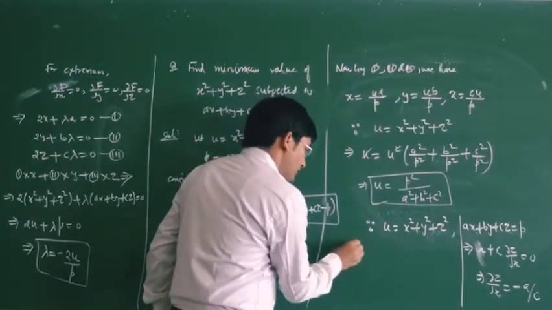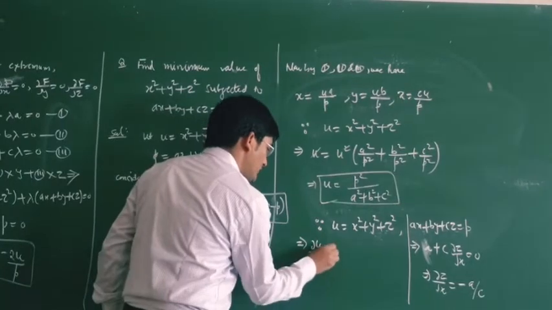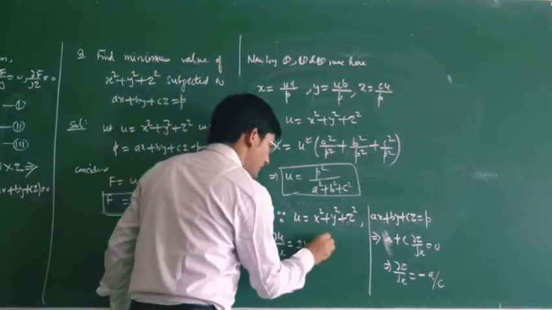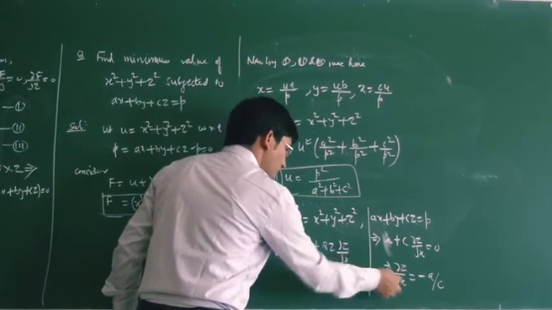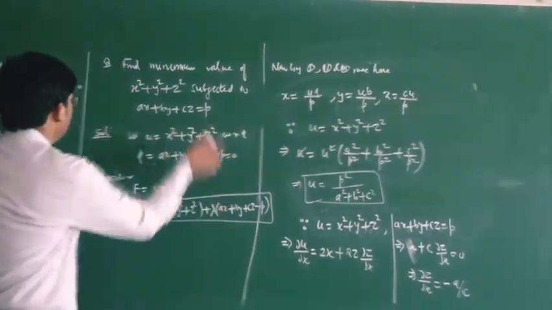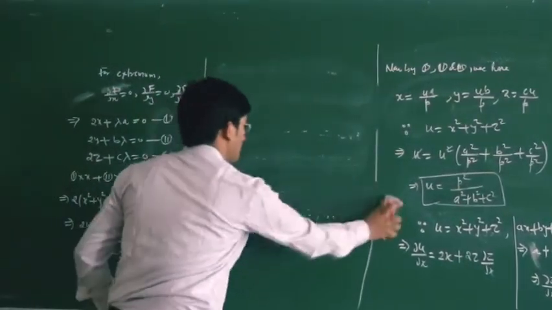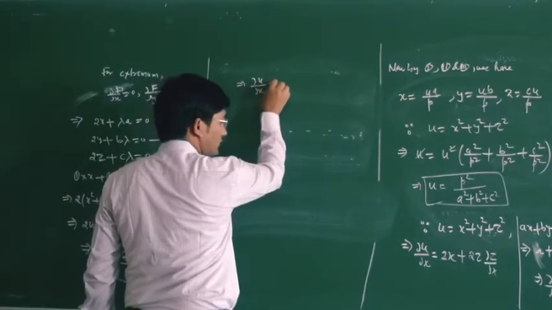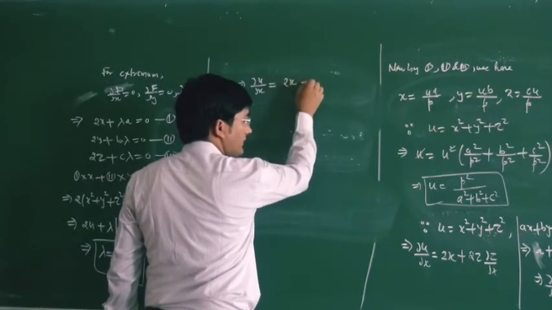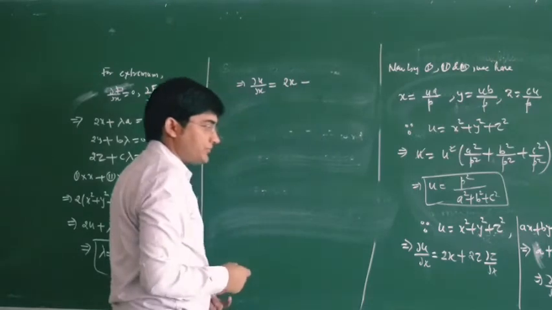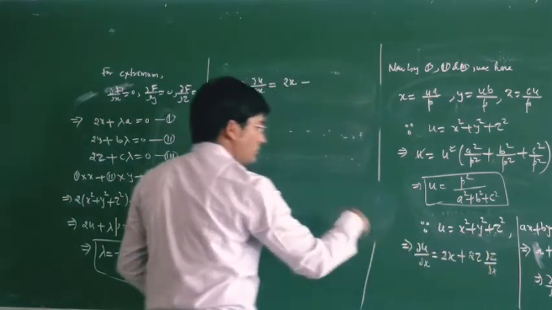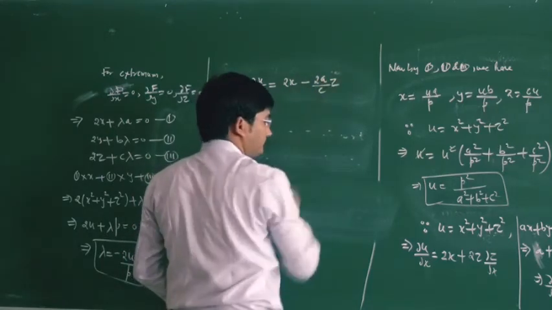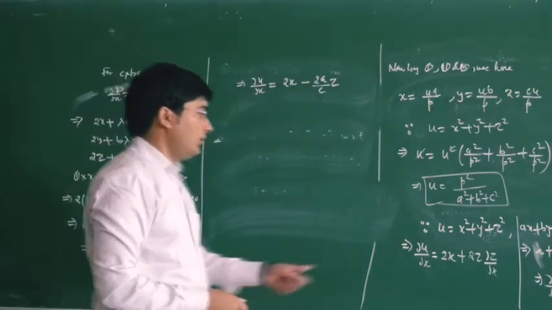Now let us differentiate this one with respect to x. So this is equal to 2x. Now the partial differentiation of y with respect to x will be 0, and we have 2z into del z upon del x. Now let us put the value of del z upon del x here. So this is equal to 2x minus, as del z upon del x is minus a upon c, so this will be minus 2a upon c into z. So this is the value of del z upon del x.